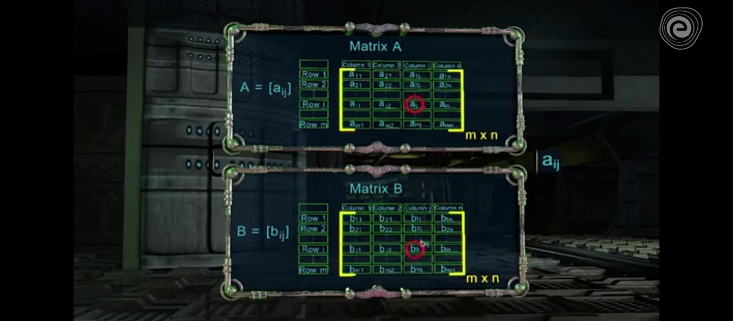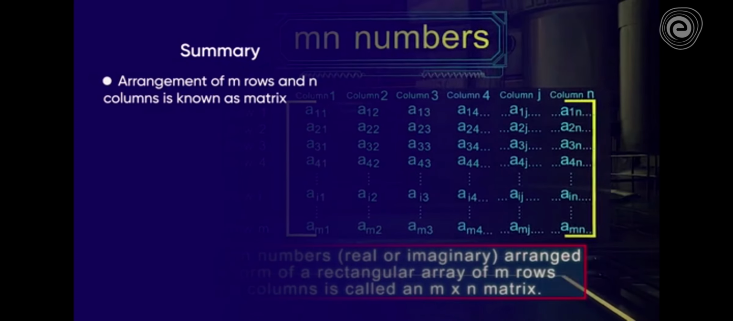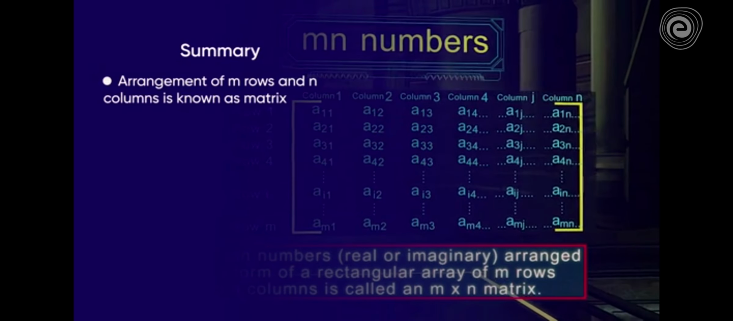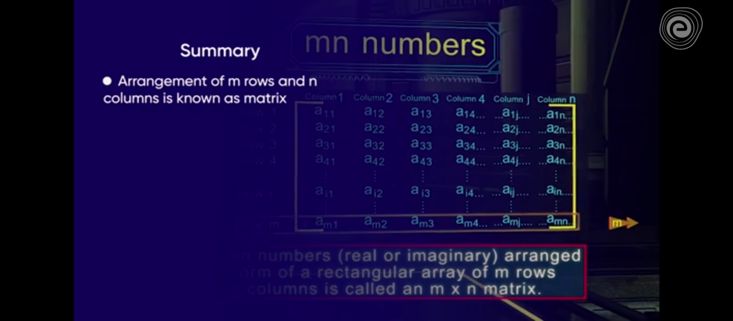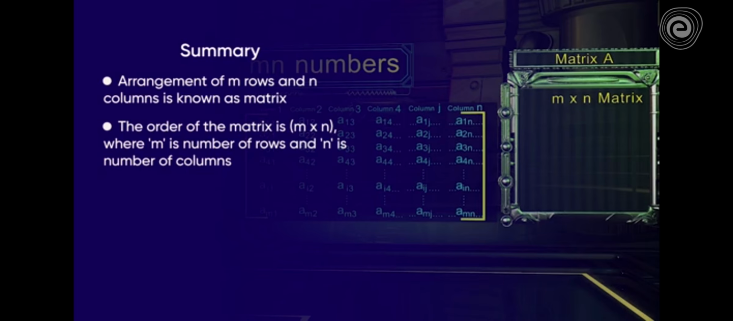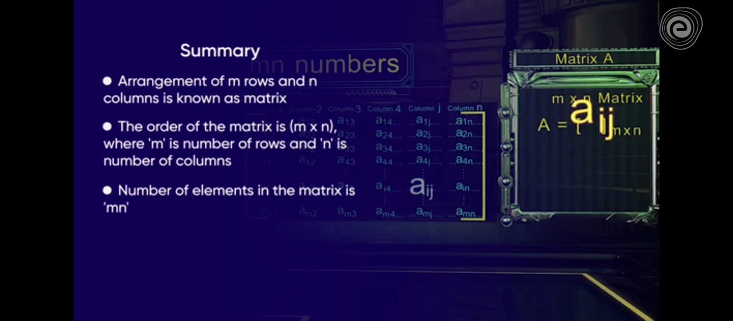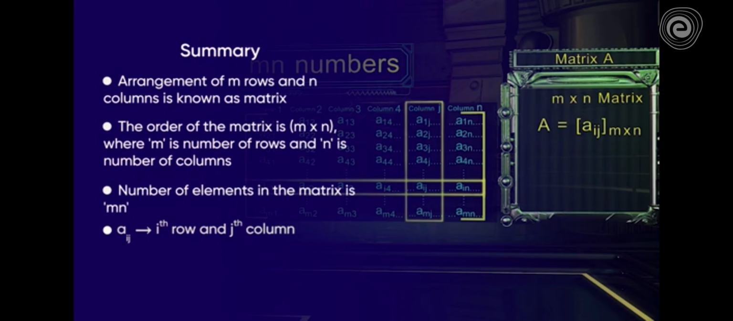To summarize, the arrangement of mn numbers in m rows and n columns is called a matrix. The order of a matrix is the number of rows by number of columns, that is, m by n. The number of elements in a matrix is the number of rows times number of columns. An element of a matrix A in the ith row and jth column is named as a_ij. Two matrices are equal if they are of the same order and their corresponding elements are equal.